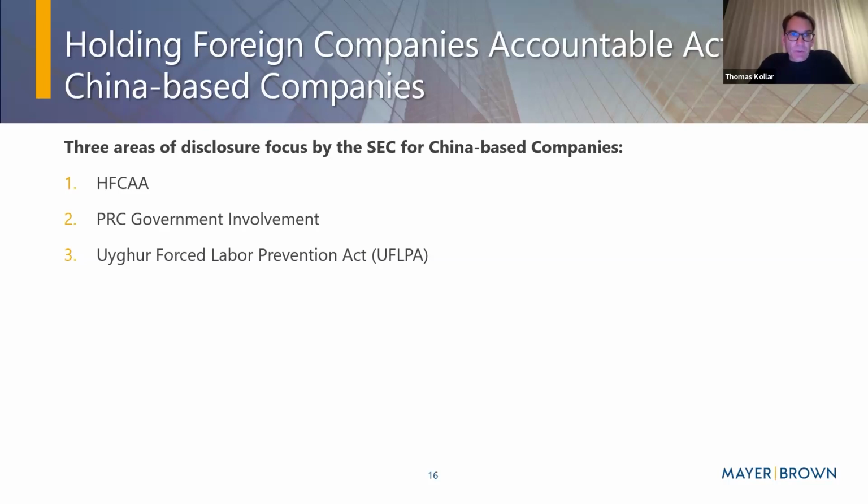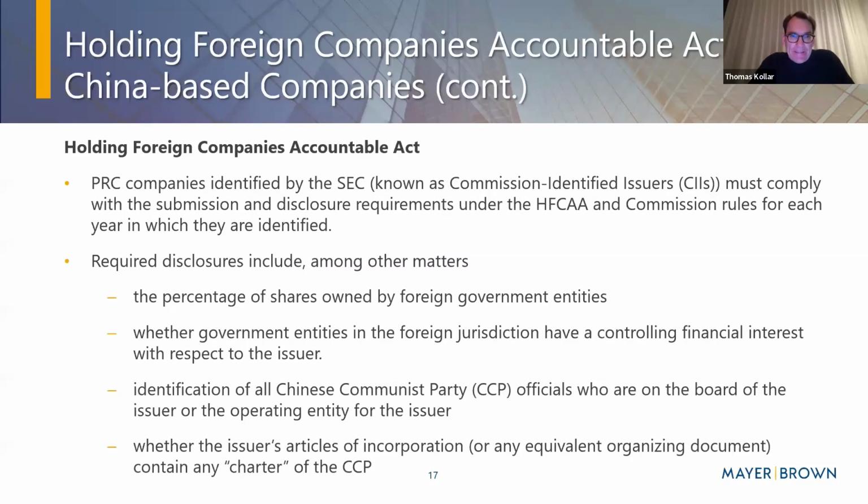The first is the Holding Foreign Companies Accountable Act, and we'll look into that next slide. The second point of focus is PRC government involvement. And the third point of focus is the Uyghur Forced Labor Prevention Act. Now, looking at the HFCAA, just a bit of a review here, because this came out in 2020, but we're now seeing it put in place as a disclosure requirement in the annual report 20F and item 16I. And we're seeing China-based companies also provide extensive disclosure in item 3 and also in risk factors addressing specifically some of these HFCAA disclosure requirements.